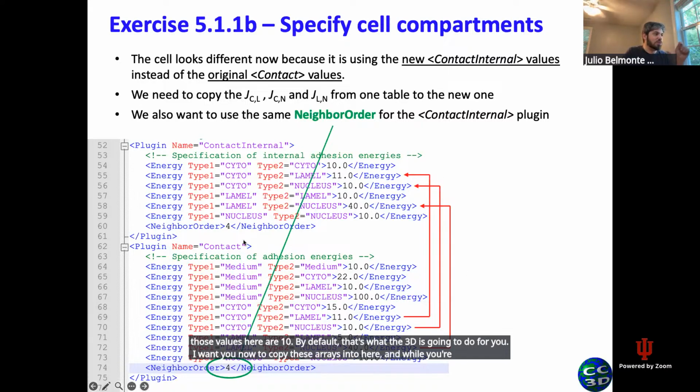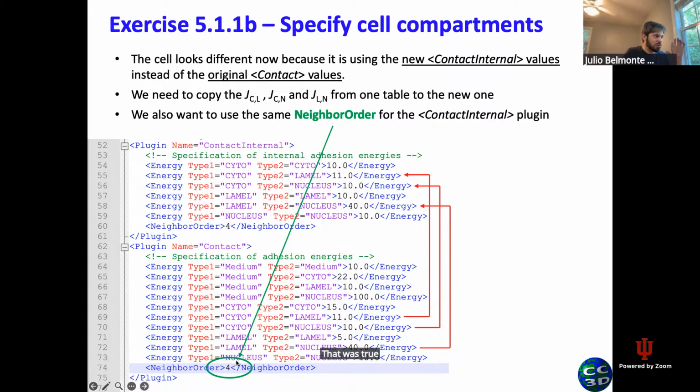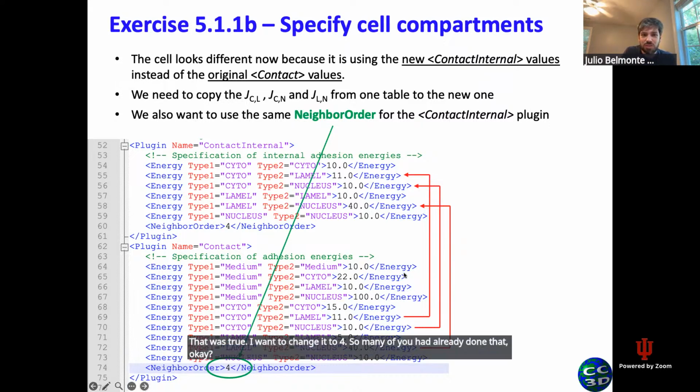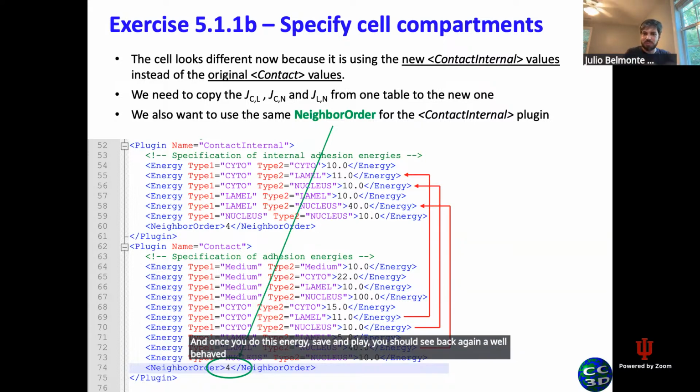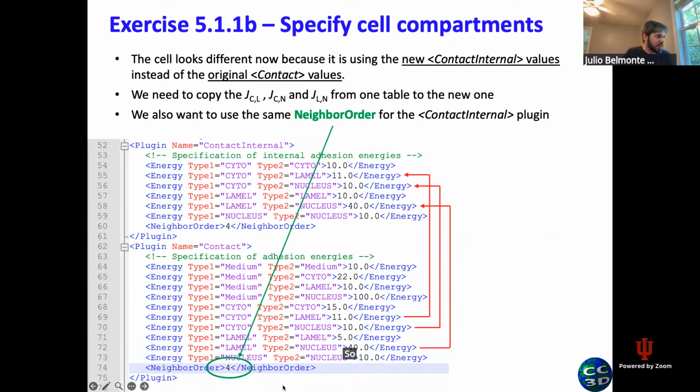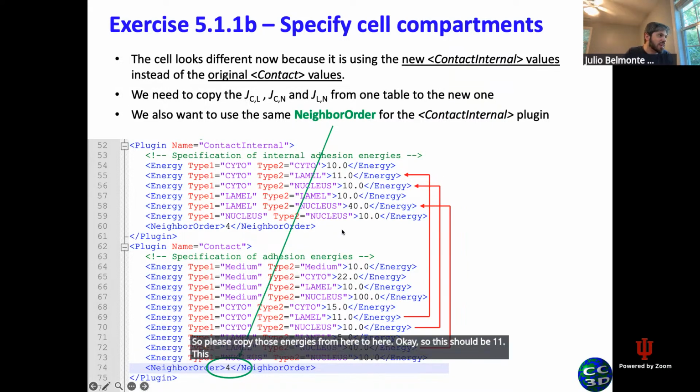And while you're doing that, you also want to change the neighbor order that you had before. That was 2. I want to change it to 4. Many of you had already done that. Okay. So please do that. And once you do this energy, save and play, you should see back again a well-behaved crawling cell. So please copy those energies from here to here. Okay, so this should be 11, this stays as 10, and this should be 40. Okay, save, play, and tell me if you got it.